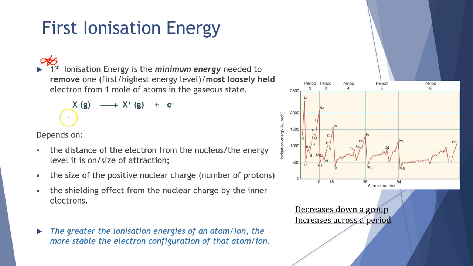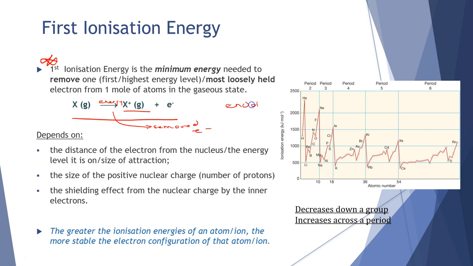IB is big on us writing general equations, so we can see here that we can say an element of any identity X in the gaseous state can have energy put in, and we will end up with a positive ion because we have removed an electron. Okay, we've removed an electron. So we end up with a positive ion plus an electron. Okay, this is an endothermic process.